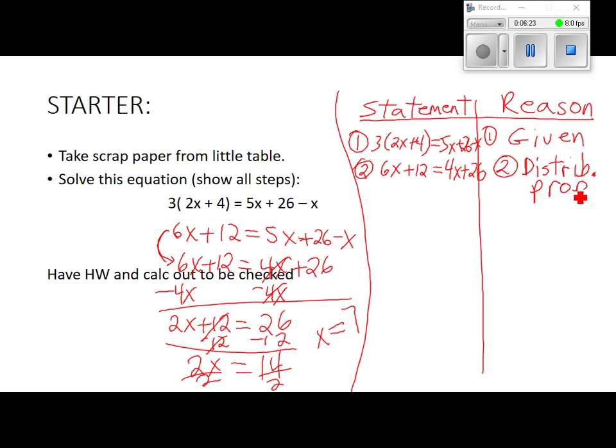Probably not. Number 3, we went from here, subtracted 4x on both sides, and we ended up with this. This is what we want. We don't want to put the minus 4x on each side. We're not showing our work here. We're just putting in the next step. So 2x plus 12 equals 26.